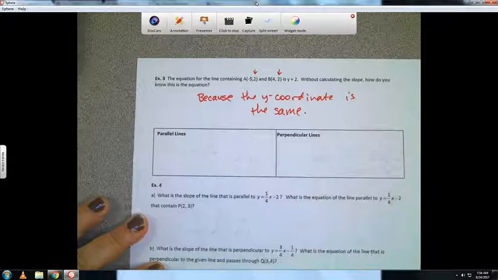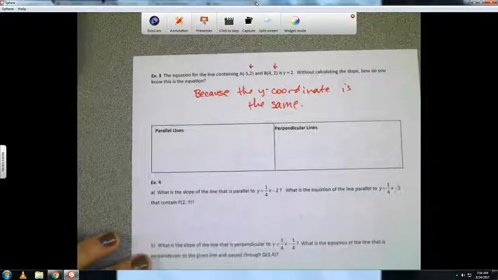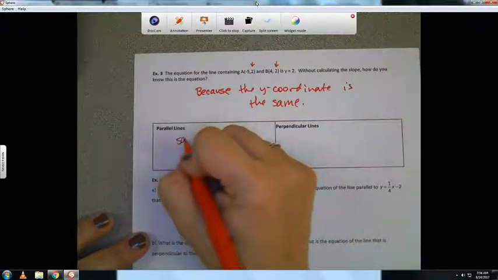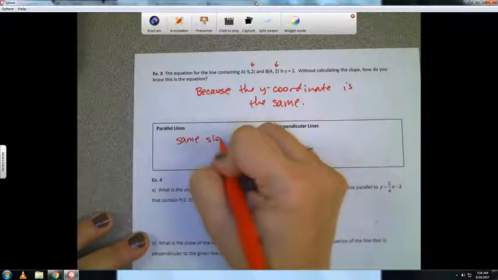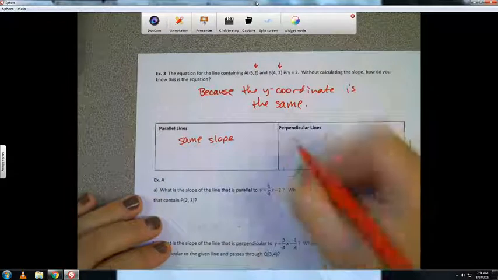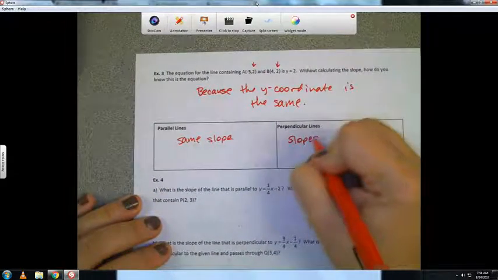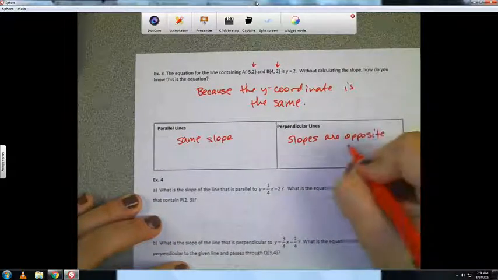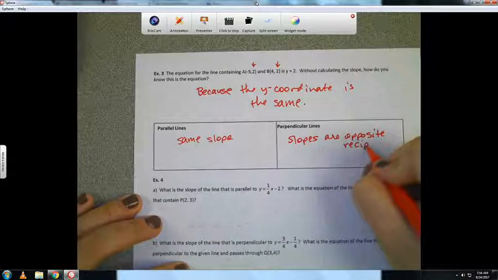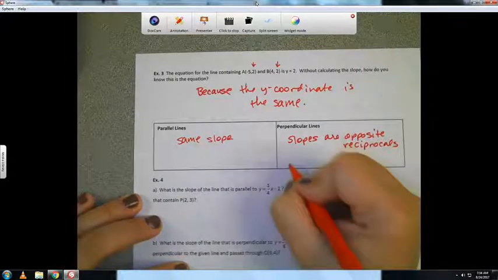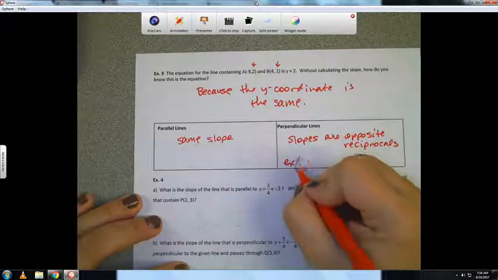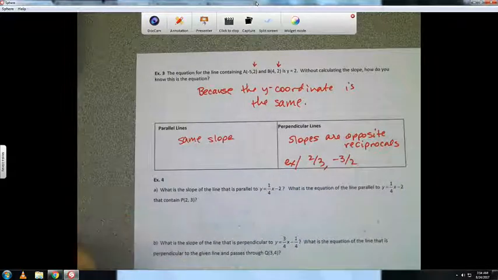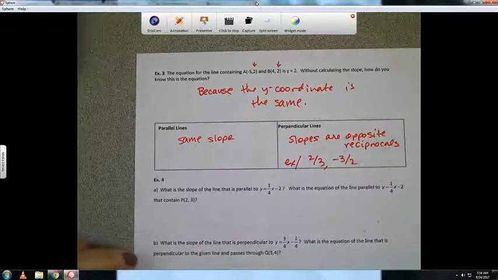All right. Next section, parallel lines and perpendicular lines. You will recall parallel lines have the same slope. Perpendicular lines, the slopes are opposite reciprocals. For example, 2/3 and -3/2 are slopes that are opposite reciprocals.